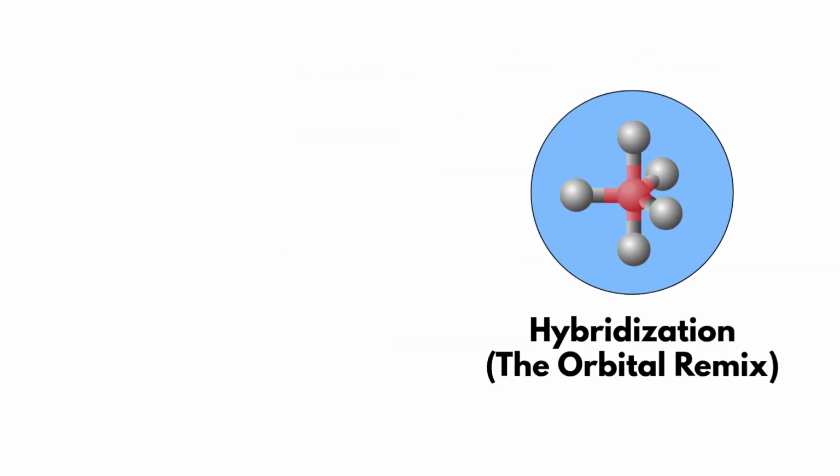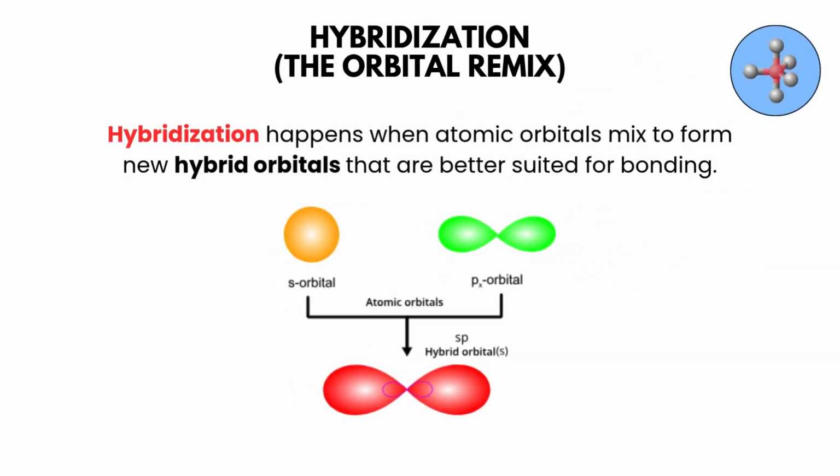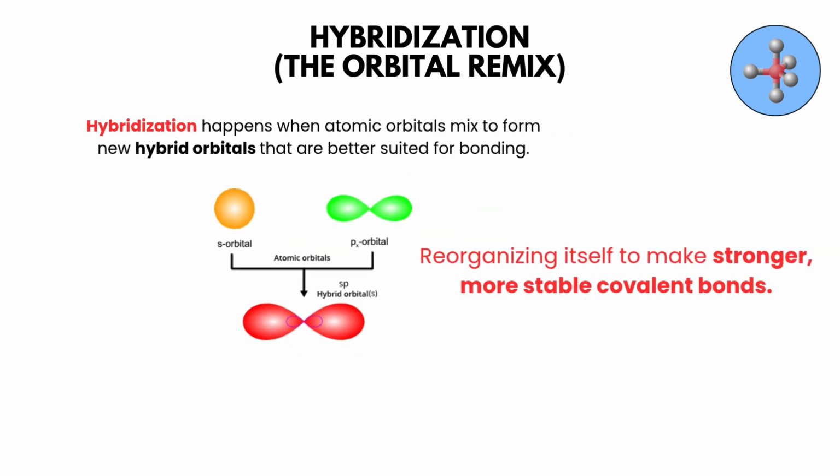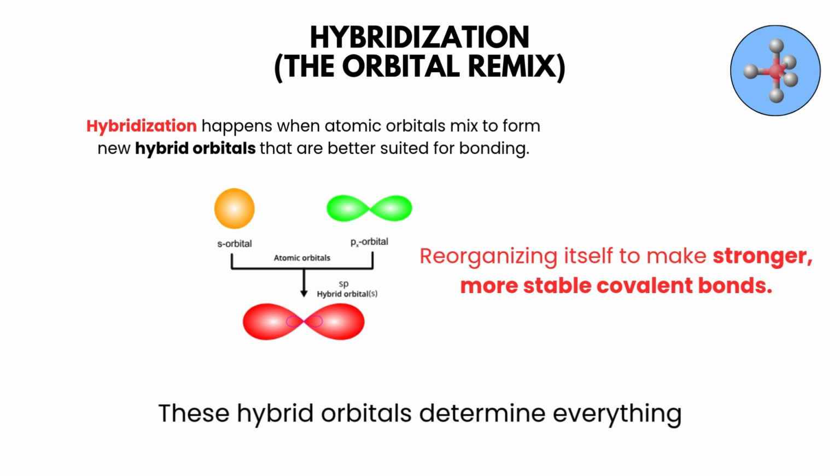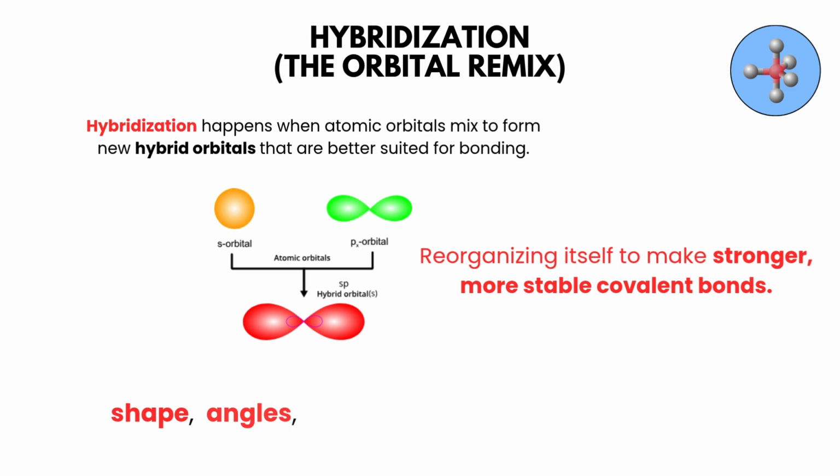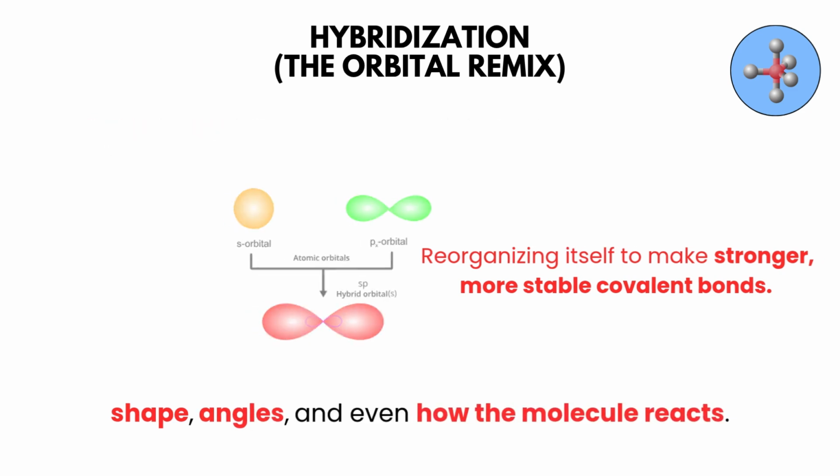Hybridization, the orbital remix. Hybridization happens when atomic orbitals mix to form new hybrid orbitals that are better suited for bonding. It's the atom's way of reorganizing itself to make stronger, more stable covalent bonds. These hybrid orbitals determine everything: shape, angles, and even how the molecule reacts.